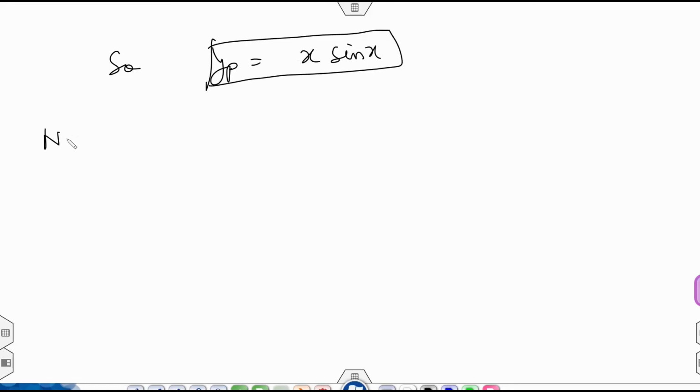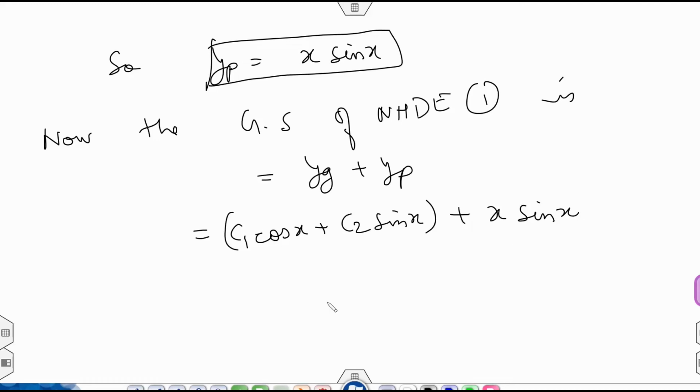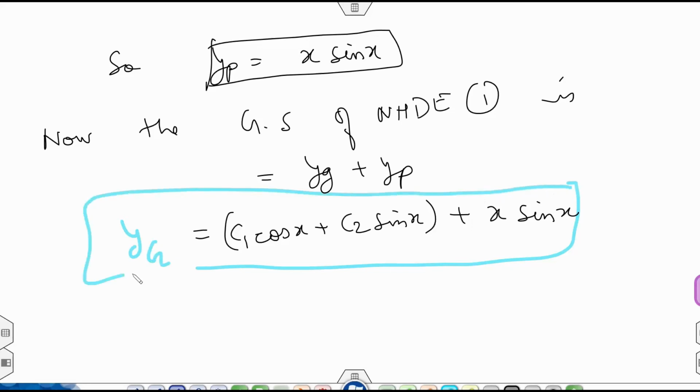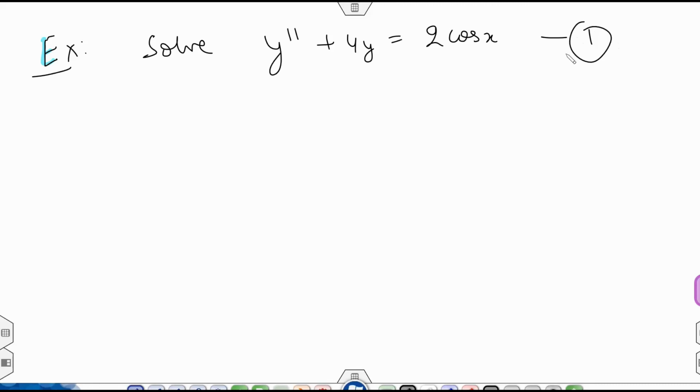So now the general solution of the non-homogeneous differential equation 1 will be what? Yg plus yp. What will be your yg? You have already found it out. So this will be your final solution. I'll call it capital YG for the non-homogeneous differential equation 1. So let us do one more example on this. Solve this differential equation by the method of undetermined coefficients.